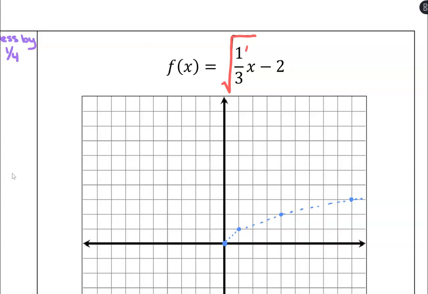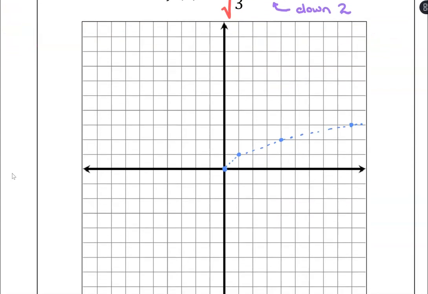Okay, so let's see. That 1/3 there, again, we're thinking reciprocal because it's inside the function, so it'll be a 3. So this will be a horizontal stretch by 3. And then with the -2, that's on the outside of the function, so that'll be our vertical change. So I'll be going down 2. Okay, horizontal stretch by 3.